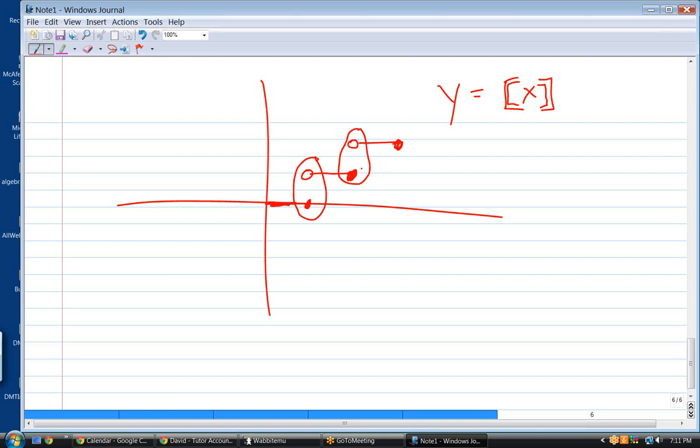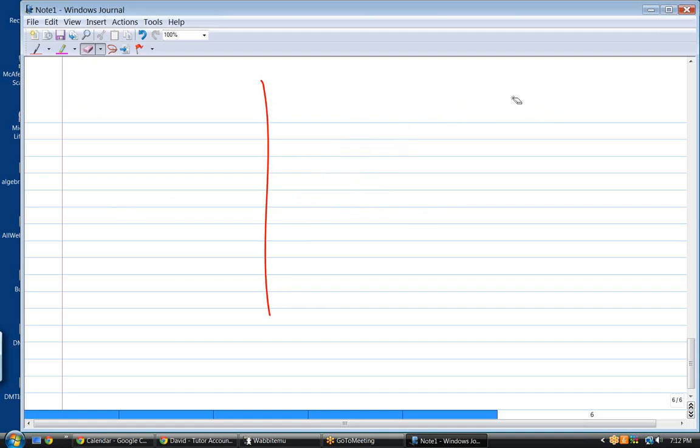It's not continuous there. So it's not differentiable there either. If it were differentiable at these points, then it would be continuous. So if it's not continuous, it's not differentiable. There is no slope of the tangent line at that point right there, because it's not continuous. You can see that its limit from the left is 0 and its limit from the right is 1. So if the limits are not the same from the left and the right, then the derivative isn't the same from the left or the right either.